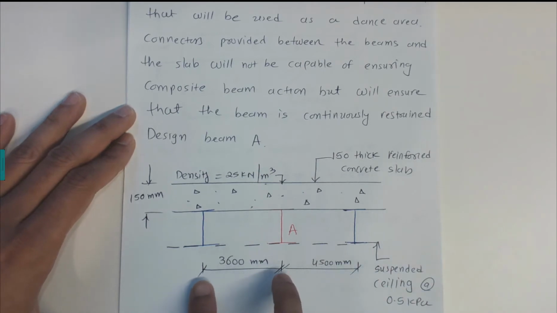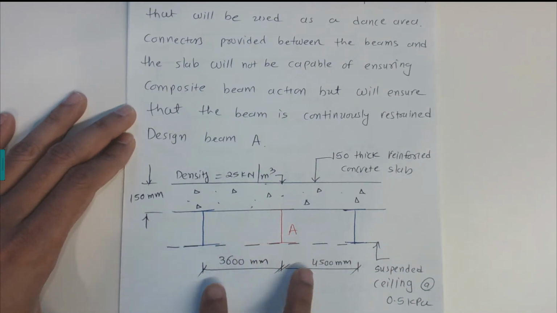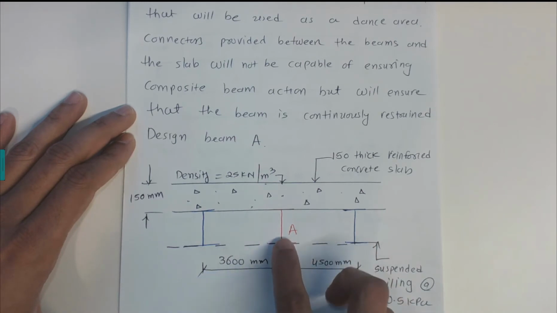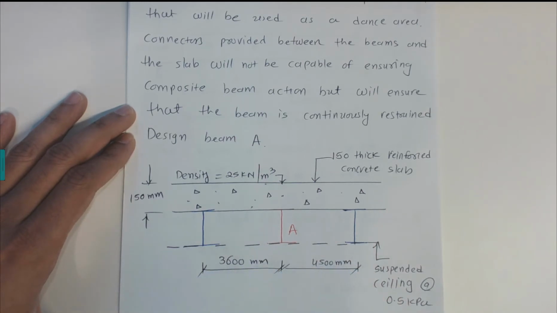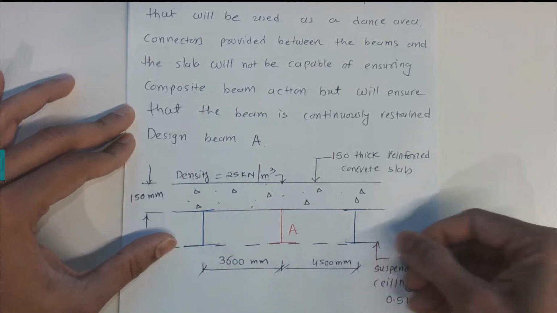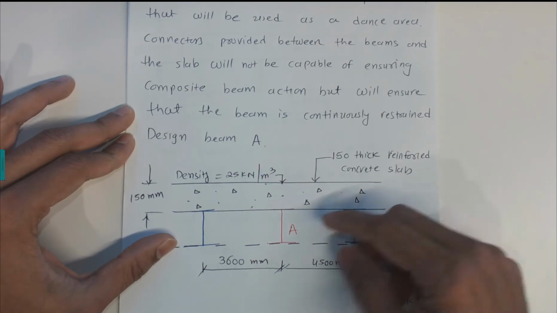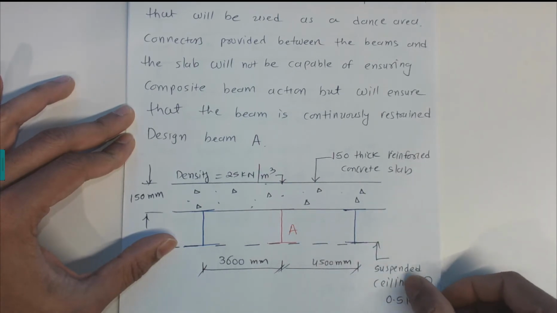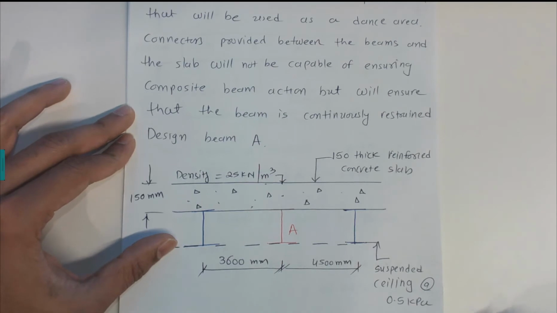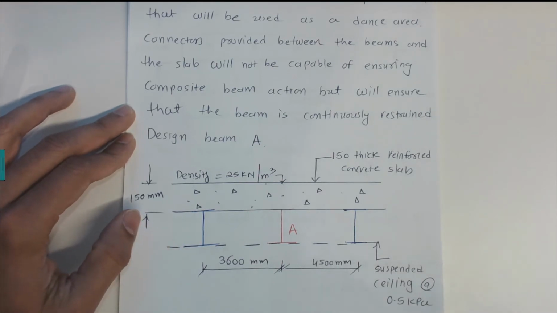Now the distance between the left side of the beam and beam A is 3.6 meters, and on the right side of the beam it is 4.5 meters. There are also ceilings attached to these steel beams, so the ceilings are also carried by these three steel beams, and they have a 0.5 kilopascal pressure that is given in the question.